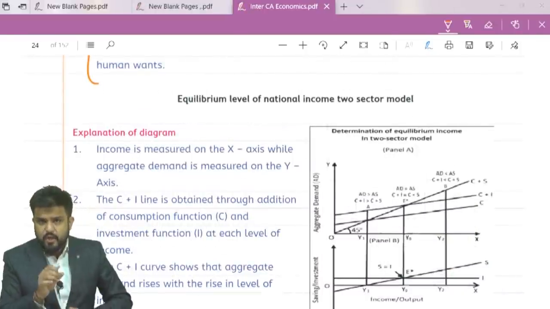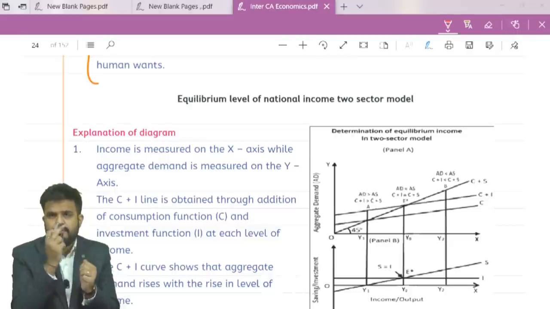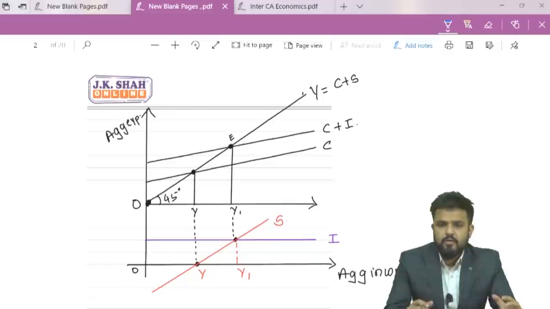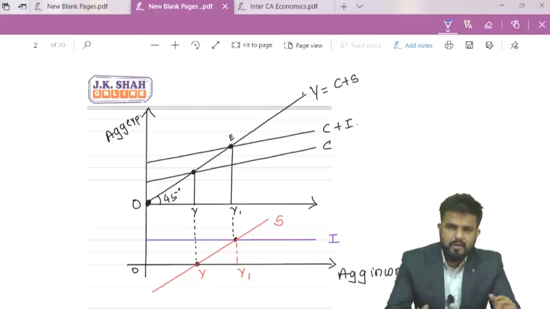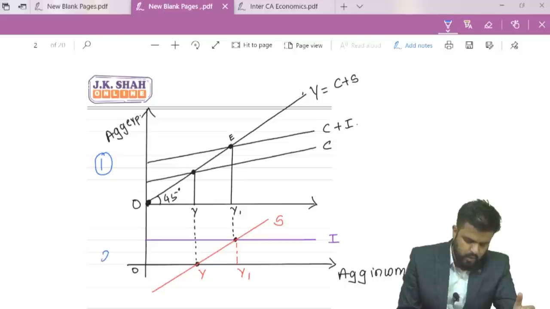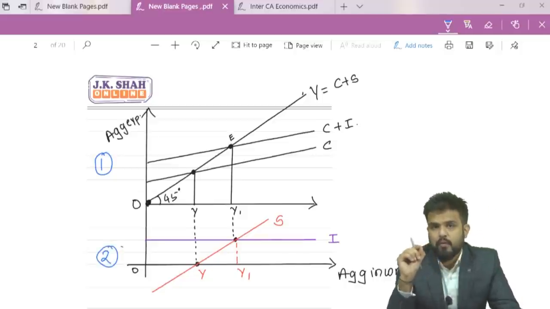Now connected to two sector, what we just saw was circular flow. Okay, precisely they will mention circular flow. Now if you see the diagram, students, this is the equilibrium level of national income diagram, two sector model. There are two parts, you can see panel 1 and panel 2. So first I am going to focus only on panel 1.